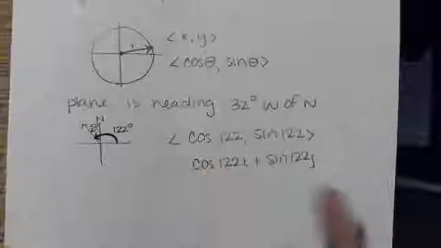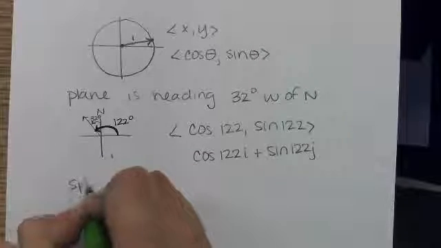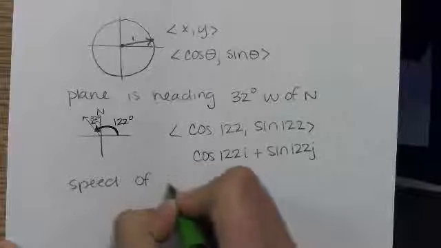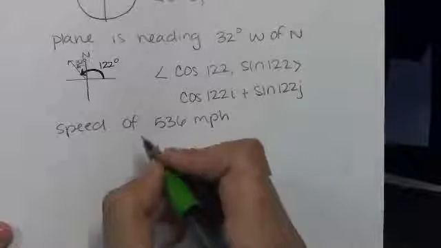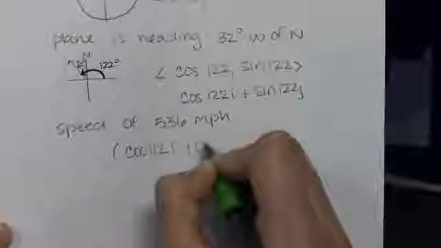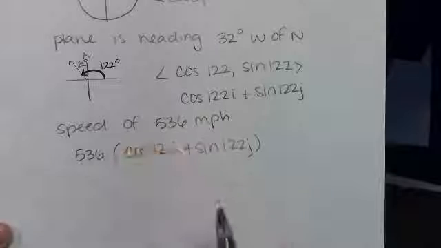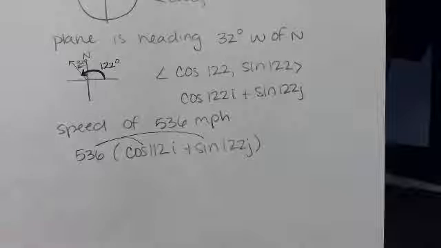So what we're going to do is take this vector right here, and if we want to add the speed of 536 miles per hour, then that means I'm going to take my vector, cos 122i plus sine 122j, and in front of that I'm going to put that magnitude right there, and I'll distribute it, and once I'm done distributing that, now I have a vector that has the correct length. So now I've got a vector that has the magnitude and the speed. Both of those are involved.